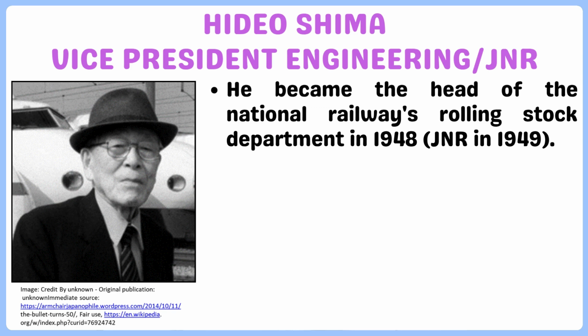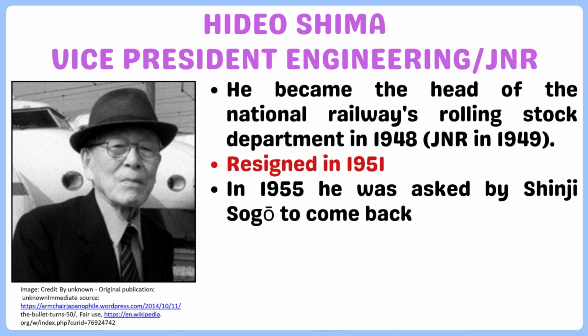He became the head of the National Railways Rolling Stock Department in 1948. However, in 1951, a train fire at a station in Yokohama that killed more than 100 people led him to resign in the Japanese tradition of taking responsibility. He was asked by Shinji Sogo to come back and oversee the building of the first Shinkansen line in 1955.